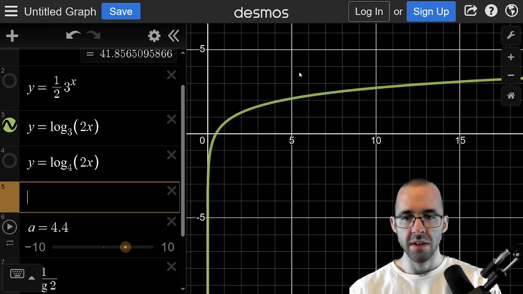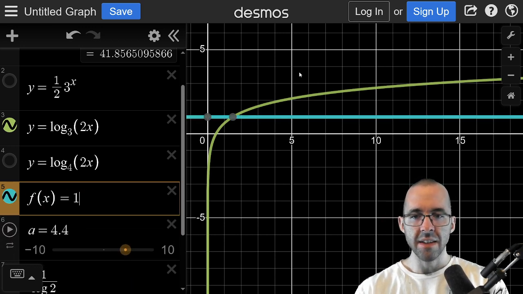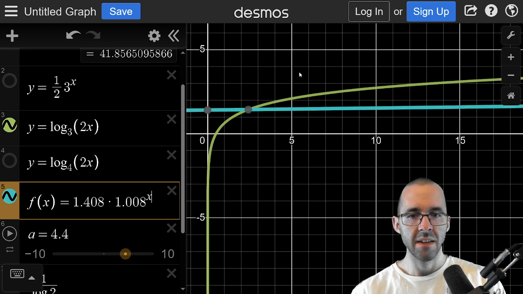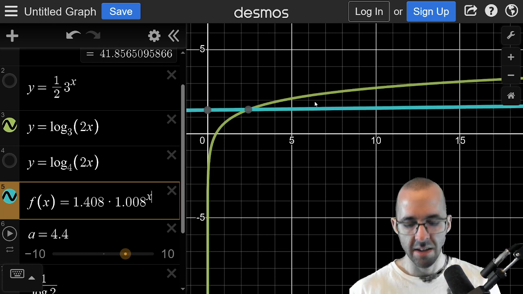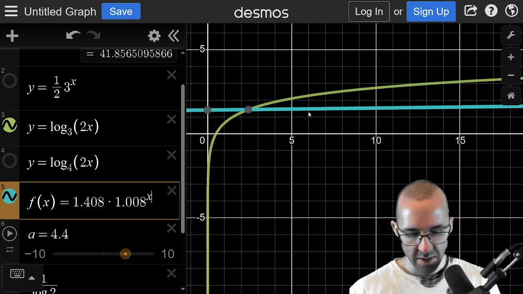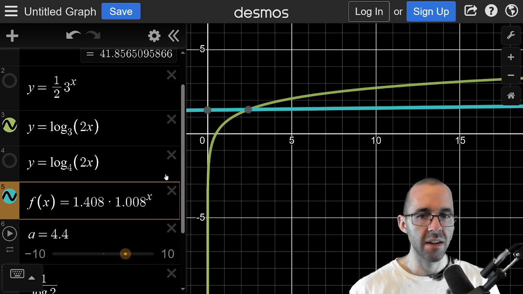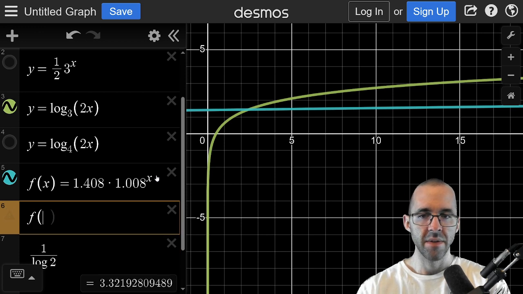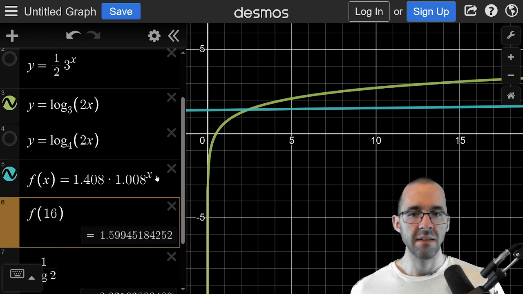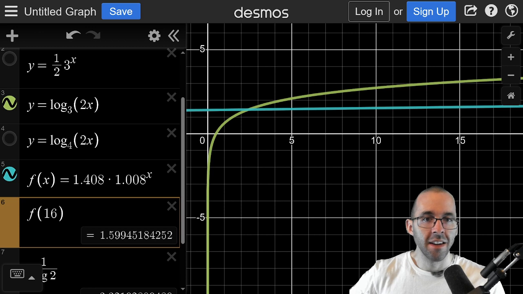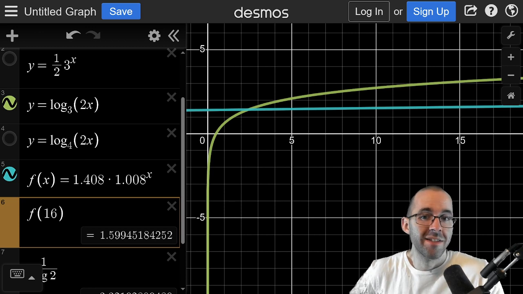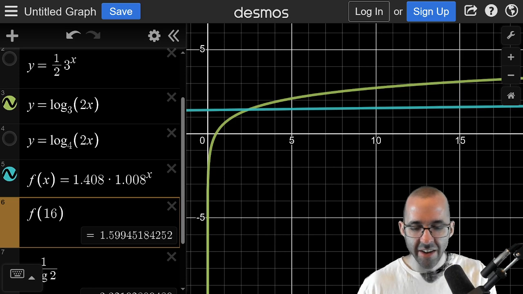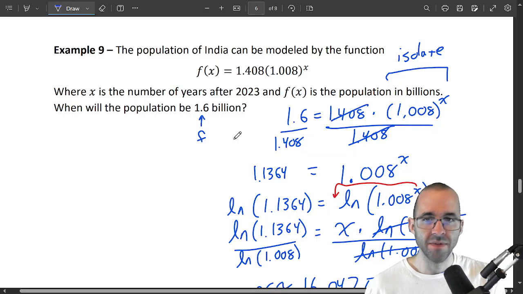This function is f of x equals 1.408 times 1.008 to the x. This blue thing is what our function looks like. And when x is about 16, look, we're at about 1.6 billion. So we can see that our answer kind of checks out. That's where we're at here.